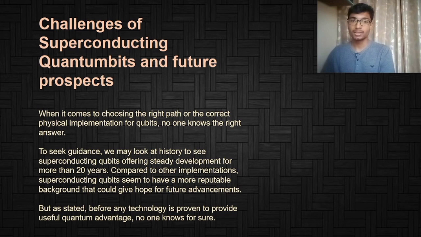Challenges of superconducting quantum bits and future prospects. When it comes to choosing the right path or the correct physical implementation for qubits, no one knows the right answer. To seek guidance, we may look at the history to see superconducting qubits offering steady development for more than 20 years. Compared to other implementations, superconducting qubits seem to have a more reputable background that could give hope for future advancements. But as stated before, for any technology to be proven to provide useful quantum advantage, no one knows for sure.